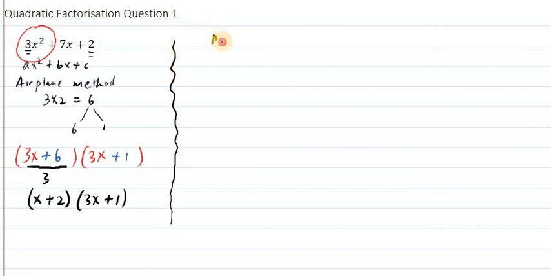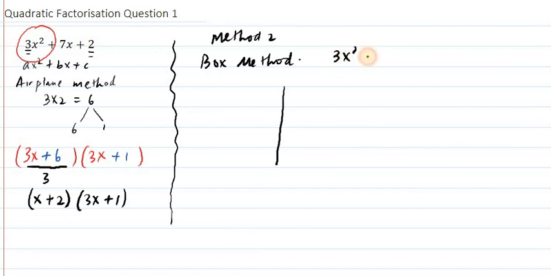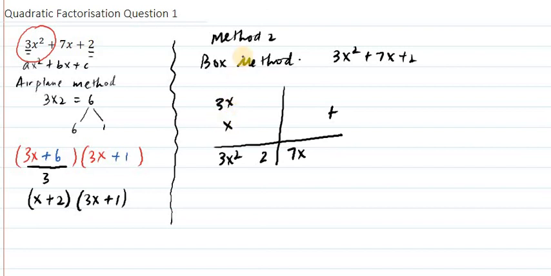The second method is what we call the box method. And with the box method, I have to factorize the same thing, 3x squared plus 7x plus 2. So I line it up with 3x squared, 2 and 7x. Now 3x squared is 3x multiplied by x, and I want to get 2 here, but when I cross multiply and sum I must get 7.